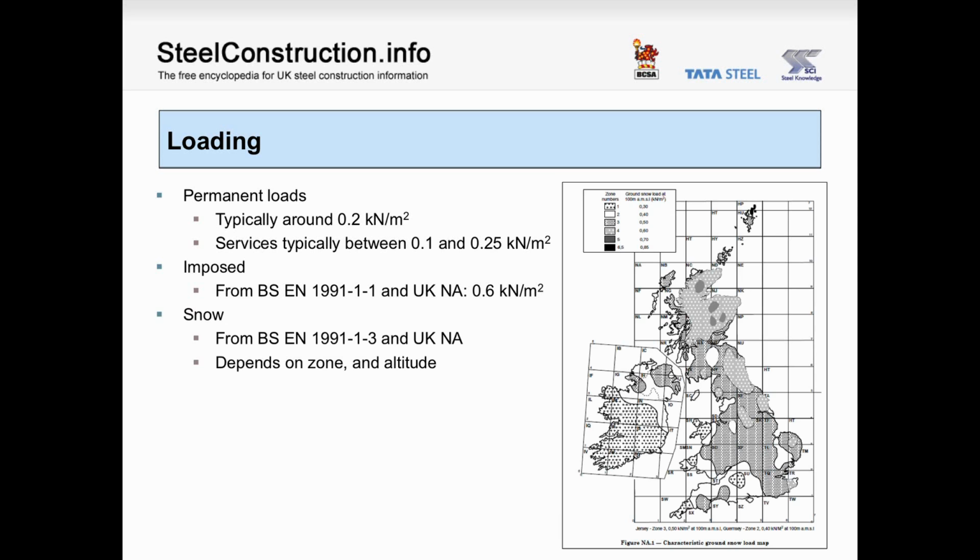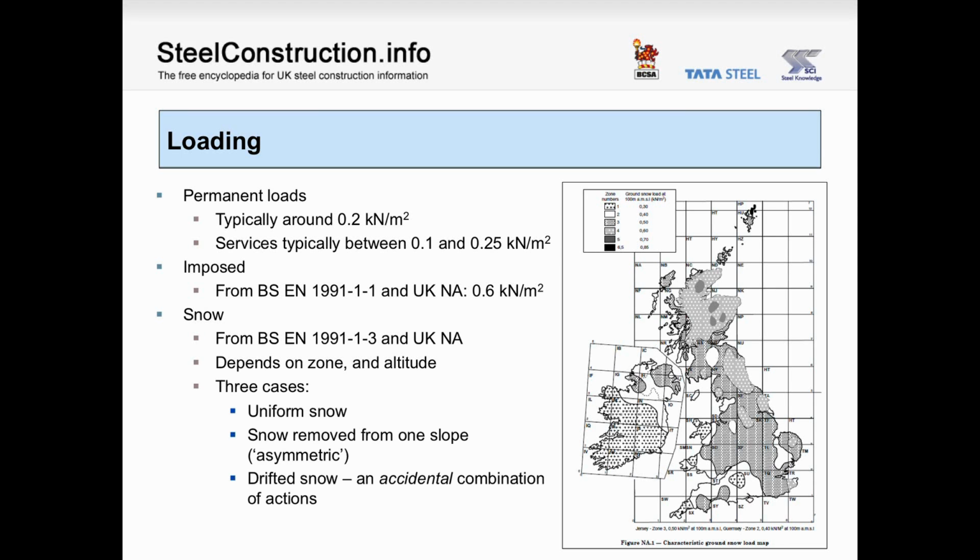We also need to consider the snow loading on a roof, so we would look at 1991-1-3 and the all-important UK national annex. The snow load depends on the snow zone and then is adjusted for altitude. And then there will be three cases that we need to consider. First of all, uniform snow on the roof slopes. Secondly, snow removed from at least one of the roof slopes, so that's an asymmetric load case. And finally, drifted snow, if there are valleys or parapets or other obstructions, or snow can blow off a high roof onto a lower roof.